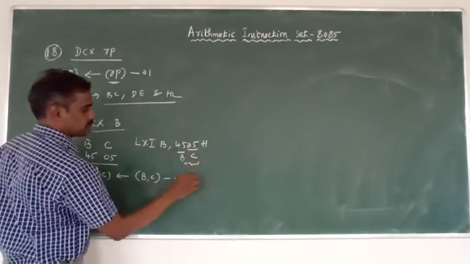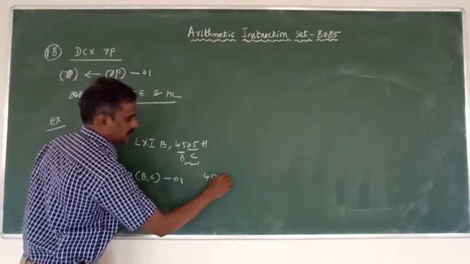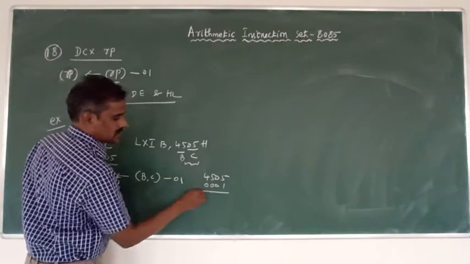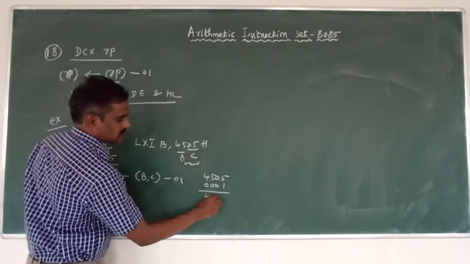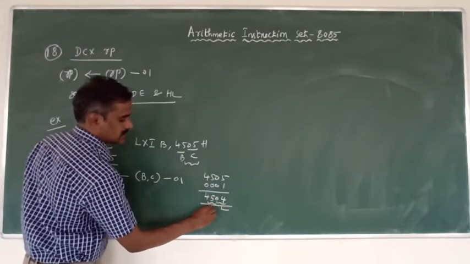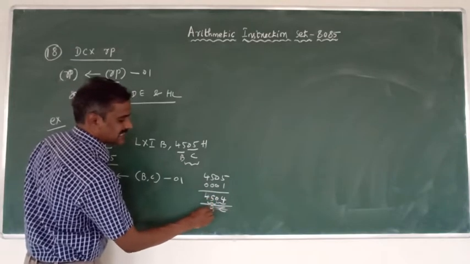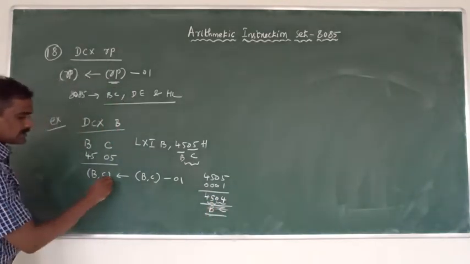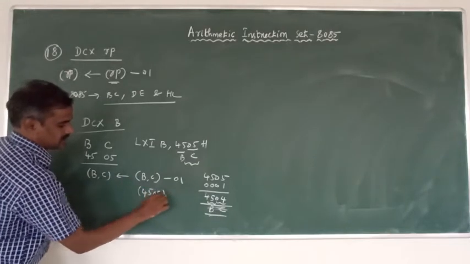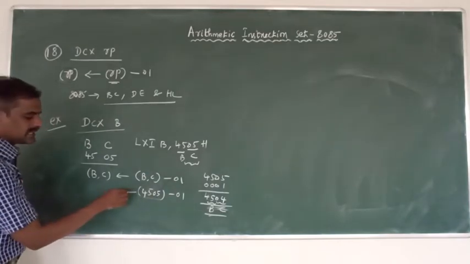Now the address is 4505. 4505, subtract with 0001. You have to subtract. 4504. This is for register L, this is for register C and this is for register B. Now result, this is for BC, 4505 minus 01. The 16 bit data will be decremented single times.